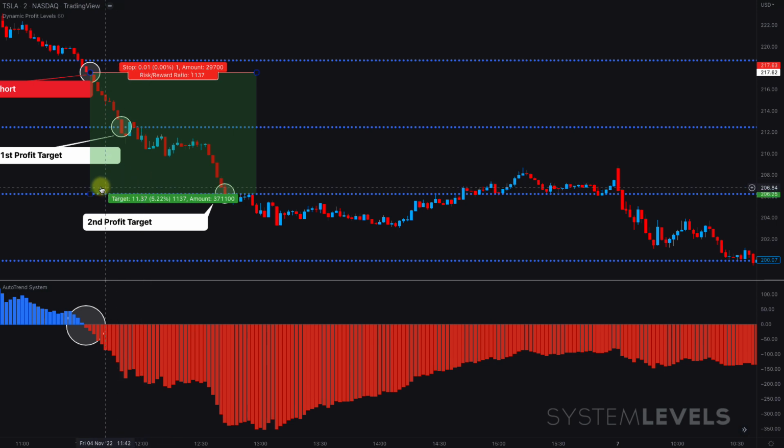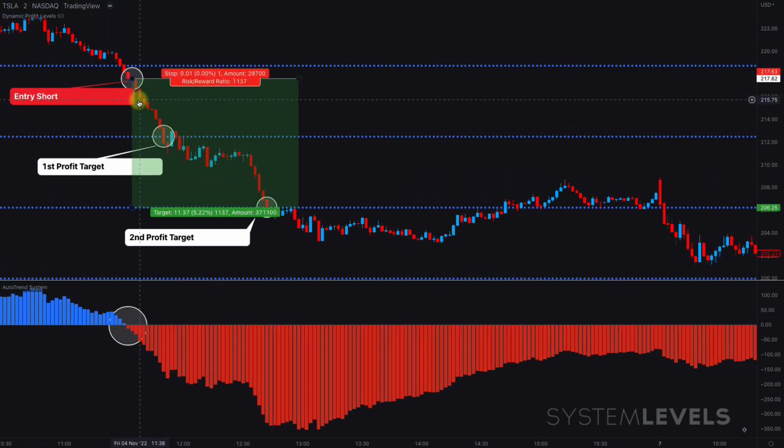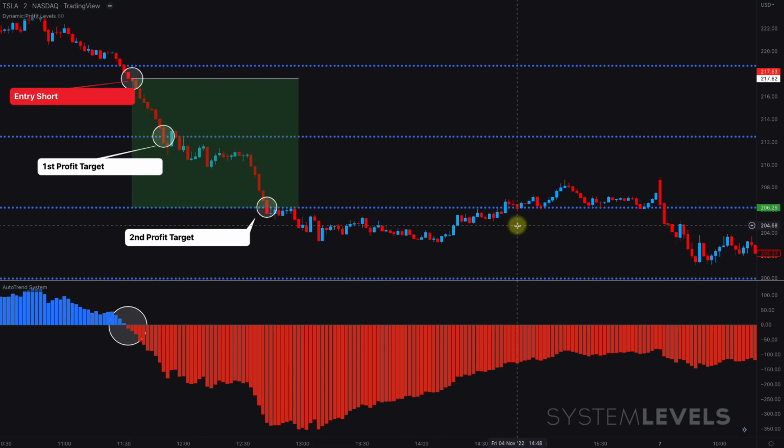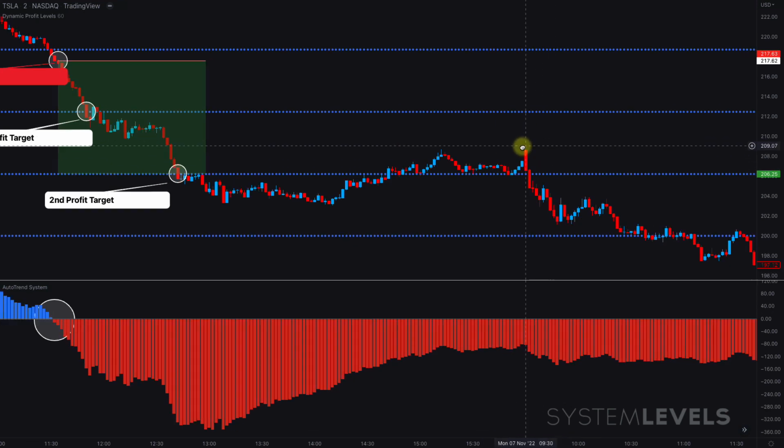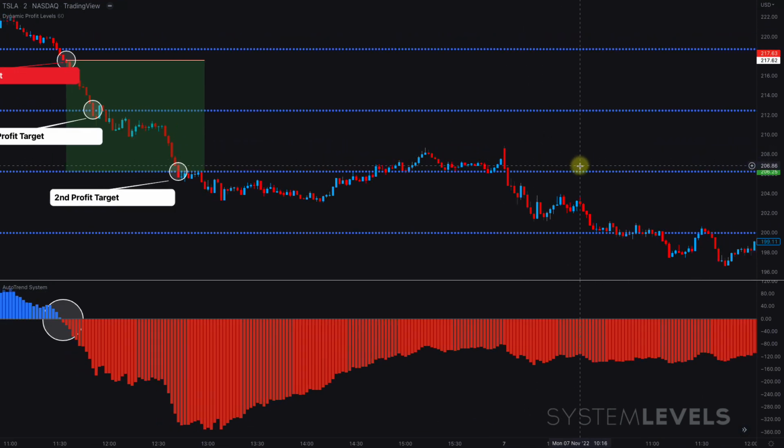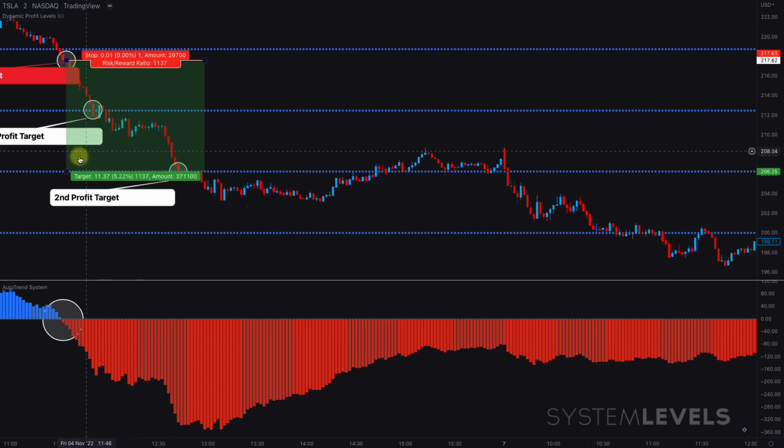So I could have taken all of my profits here, right? As it hit my first profit target, I could have done that, but I would have sacrificed so much more profit as the trade was working out really, really nicely. Obviously, at that point, I didn't know that it's gonna go down and hit multiple profit targets. And we never know that, right? There's never any guarantee. And that's why I like to scale out of positions as they are working, right?